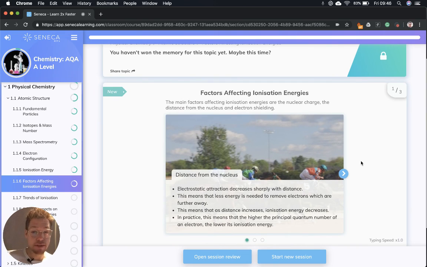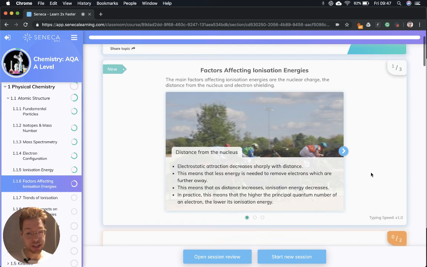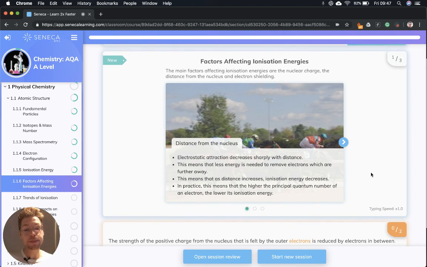The main factors affecting ionization energies are the nuclear charge, the distance from the nucleus, and electron shielding. So those are the three different elements that we're going to talk about today. Let's start with distance from the nucleus. Electrostatic attraction decreases sharply with distance from the nucleus. This means that less energy is needed to remove electrons which are further away, which makes sense, right? This means that as distance increases, ionization energy decreases. In practice, this means the higher the principal quantum number of an electron, the lower its ionization energy.